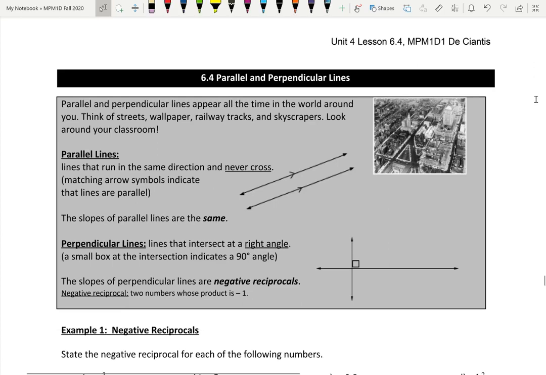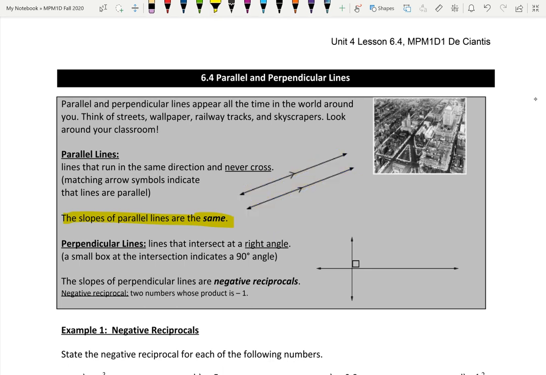Today's lesson is chapter 6.4, parallel and perpendicular lines. From your previous math experiences, you've learned about parallel lines and perpendicular lines, but we're just going to review what they are. Parallel lines are two lines that never meet. No matter how far we extend these two lines, they will never ever meet. So that actually means that the slopes are the same.